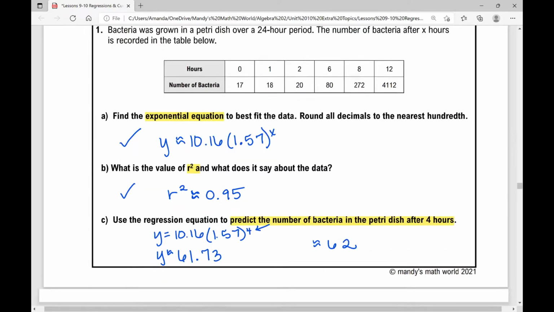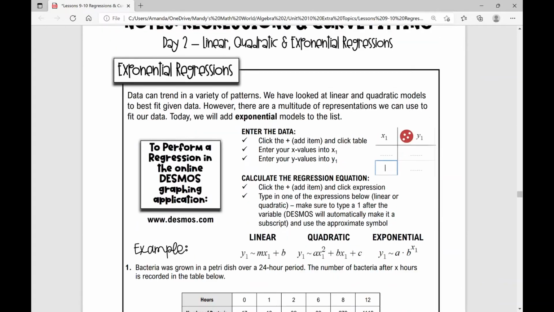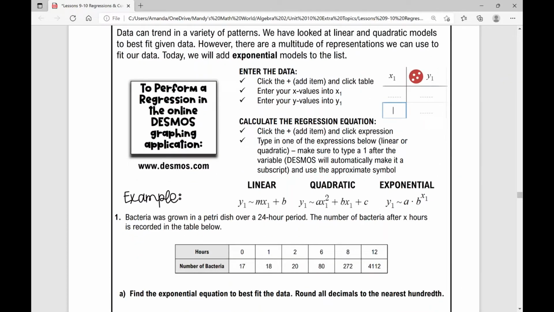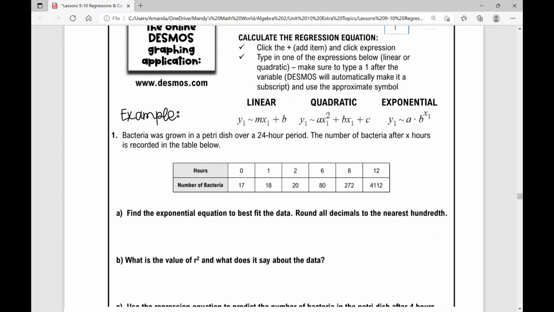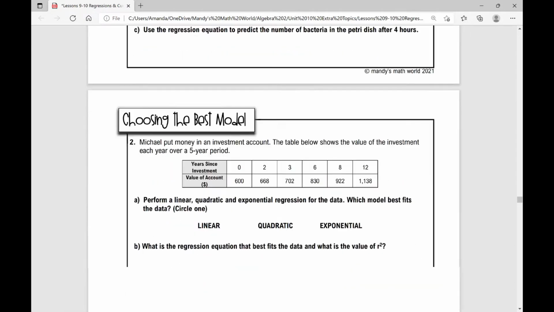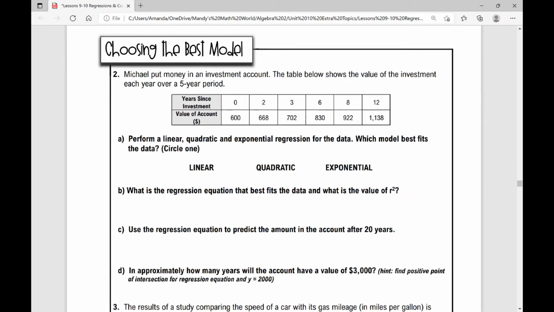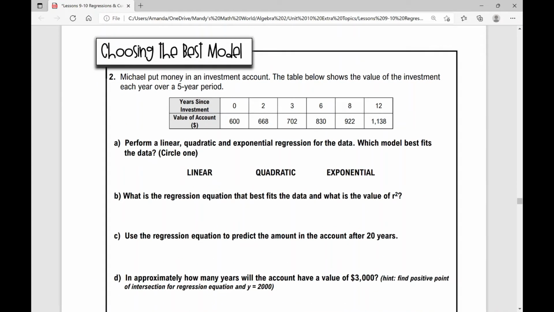Let's move on to our next example. I do want to point out in your packet, you do have directions for how to find a regression equation in Desmos if you're using that online. But here, we're just focusing on the TI-83 or 84 calculator. And now we're going to work through example number 2, where we are choosing the best model.